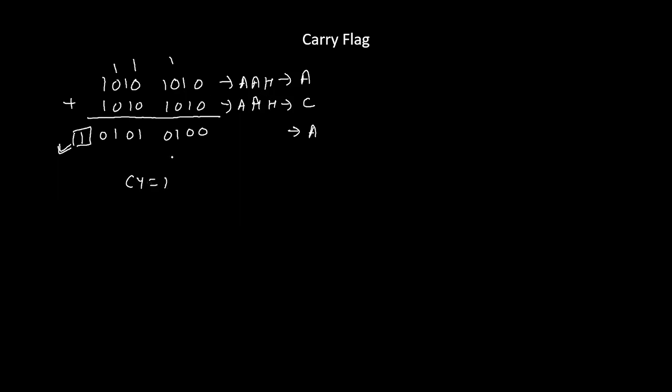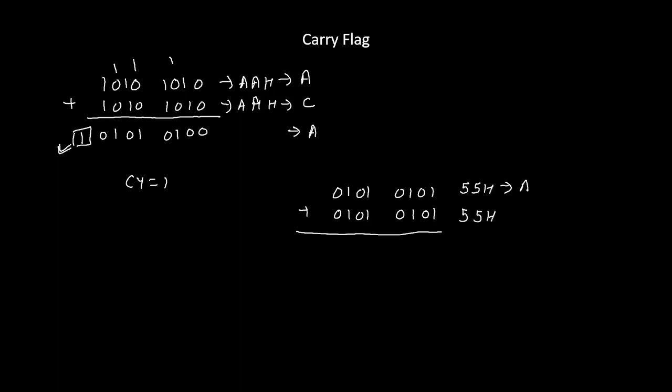Now let's take another example where we will check when the CY flag will become 0. Suppose the number is 0101 0101 plus 0101 0101. Now this value is 55H and this value is also 55H. Suppose one is in the accumulator, the other is in the C register, and we perform addition of the C register with the accumulator. Then the answer will get stored inside the accumulator.